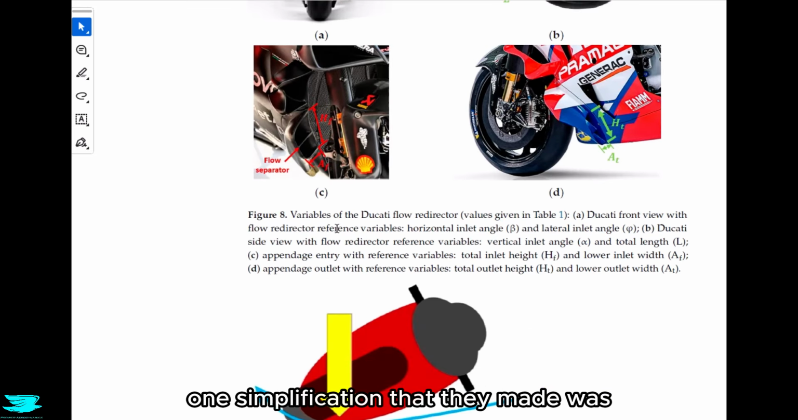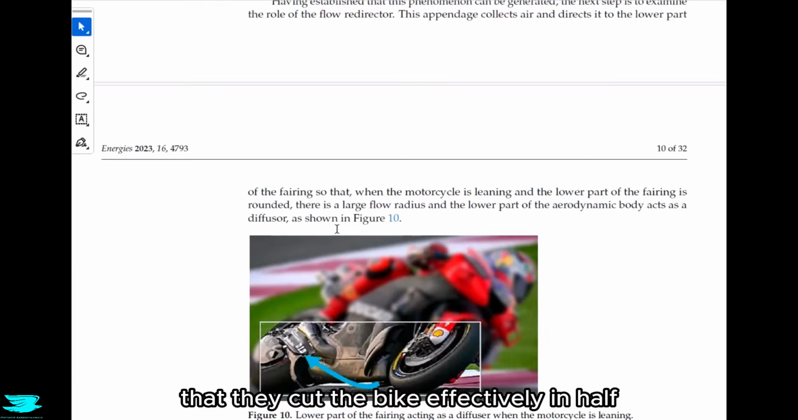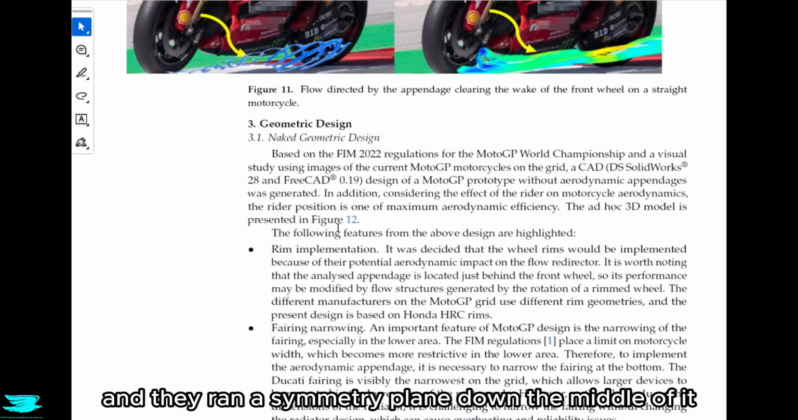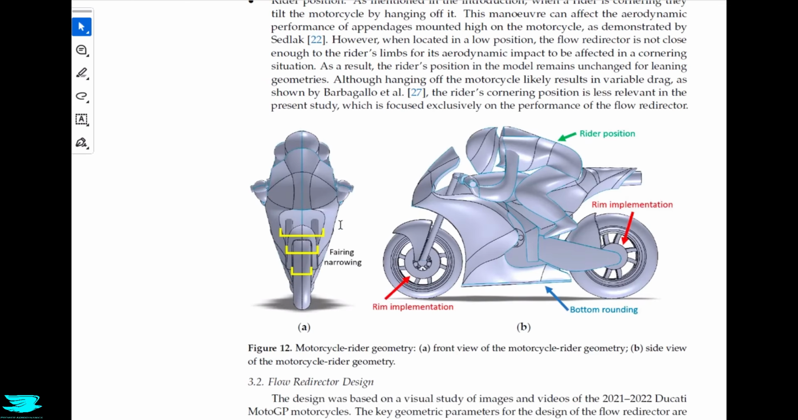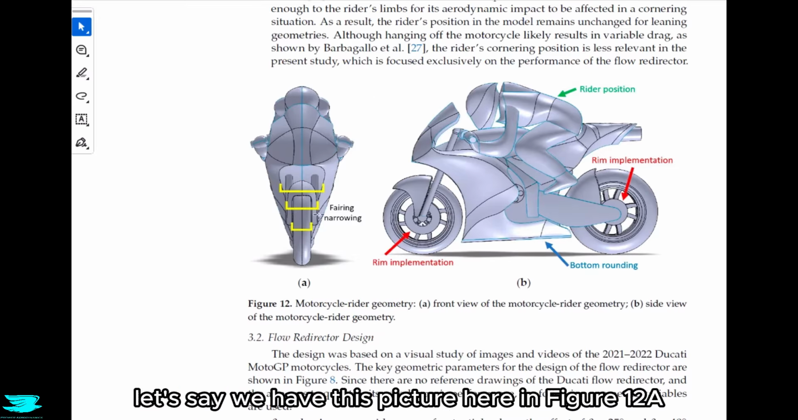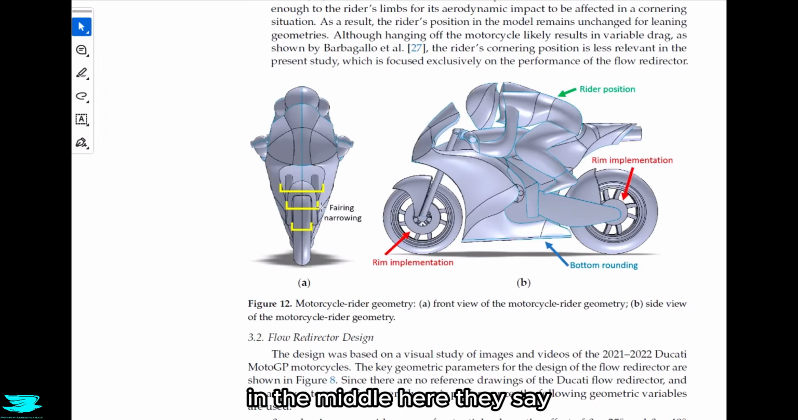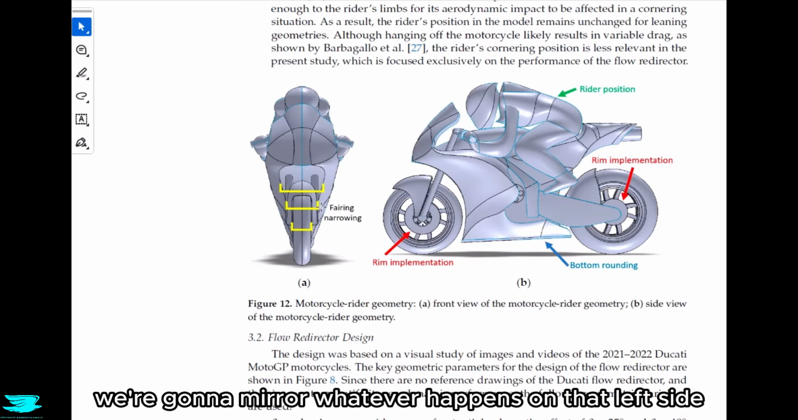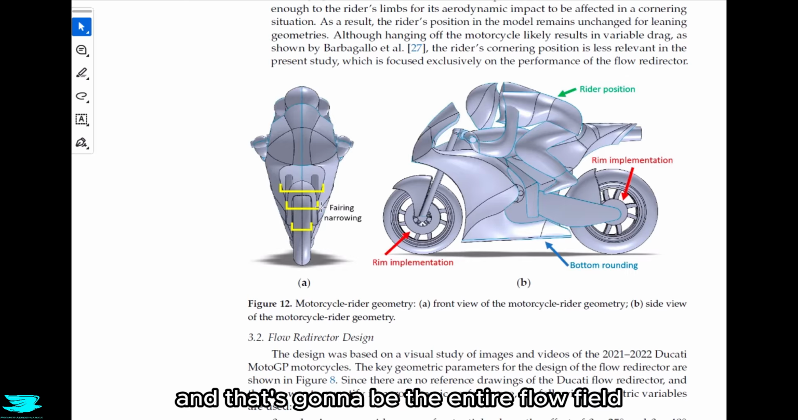One simplification that they made was that they cut the bike effectively in half and they ran a symmetry plane down the middle of it. So what I mean by that is, let's say we have this picture here in figure 12a. In the middle here, they say we're only going to simulate the left half of the motorbike. Then we're going to mirror whatever happens on that left side into the right side too, and that's going to be the entire flow field.